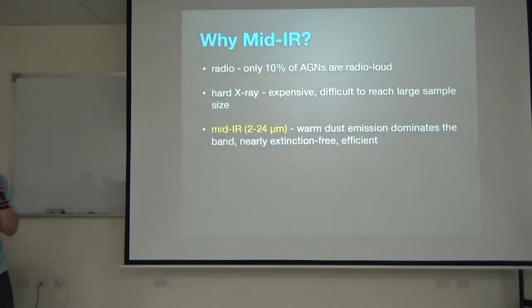Why are we using mid-infrared? If you want to get through those absorptions, there are basically three ways. By radio, we know that only 10% of AGN are radio loud, so that's not an option. It can also be done by hard X-ray, but the problem is that it's difficult to get telescope time, and it's very expensive to reach a large sample size. So we use mid-infrared, because the emission is nearly extinction-free, and it's also a very efficient way to select AGN, and I'll get back to that later.